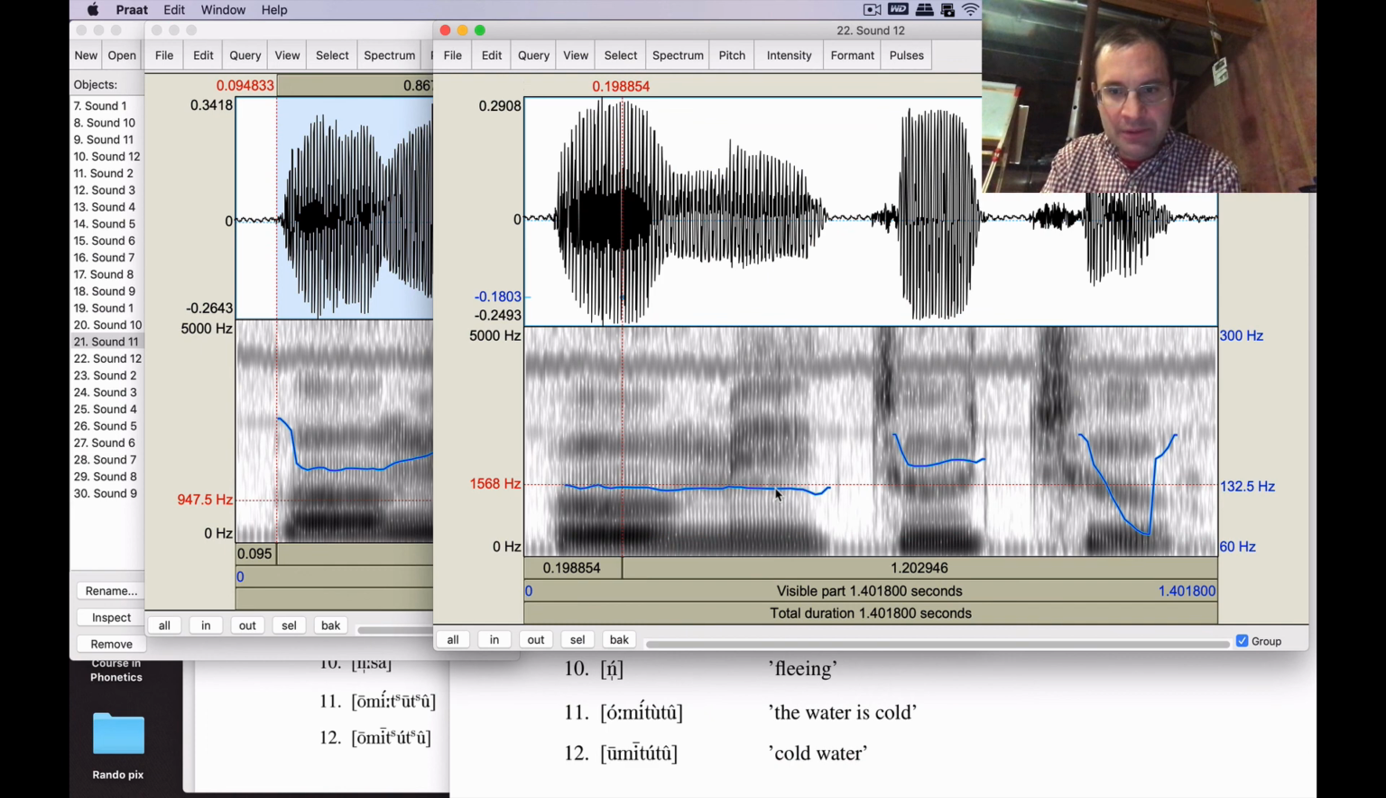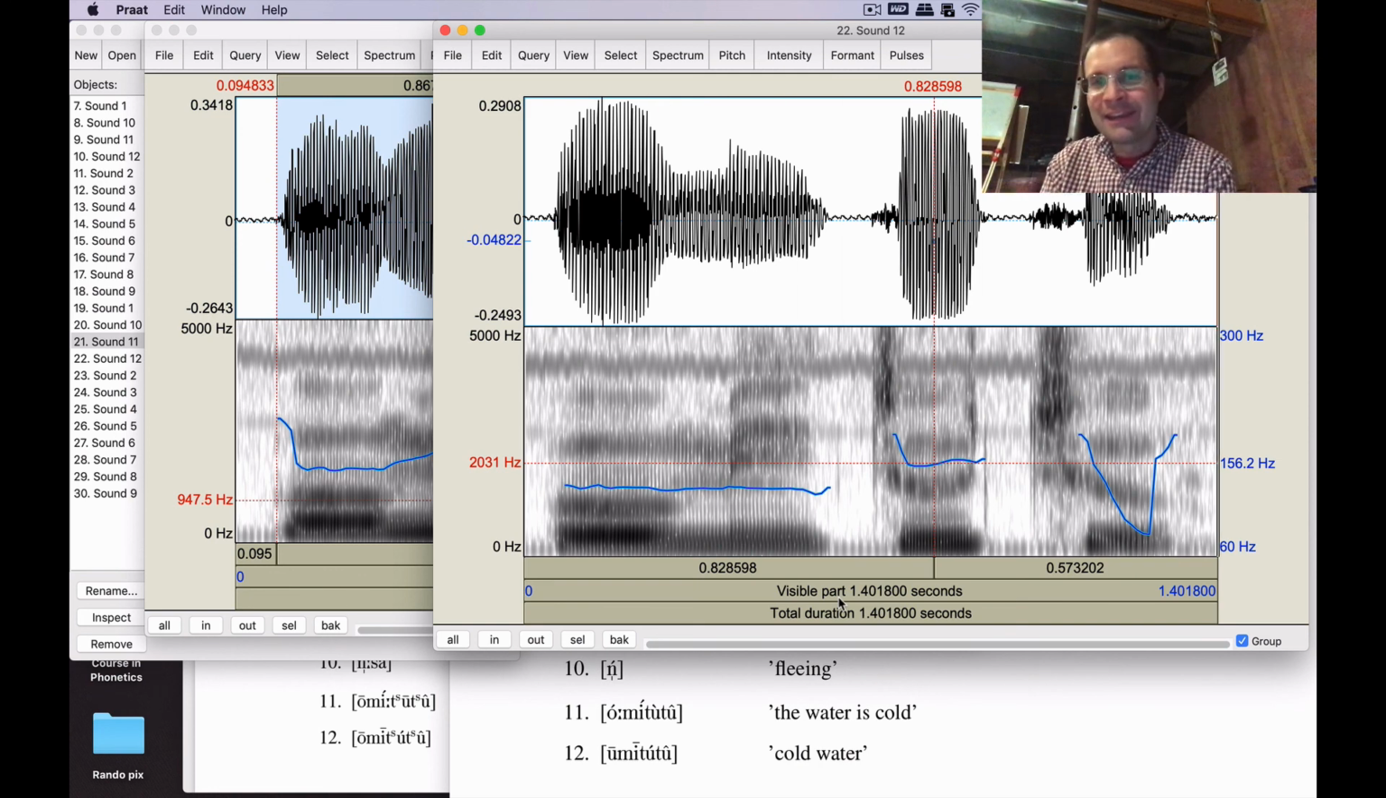Mid, high should be around 130, 140 or so. This should be 160, 170. Maybe not quite as high as we've seen before, but Omi tutu. You get the pattern in context. And that is how you distinguish between cold water and the water being cold in Yoruba, in case you ever need to.